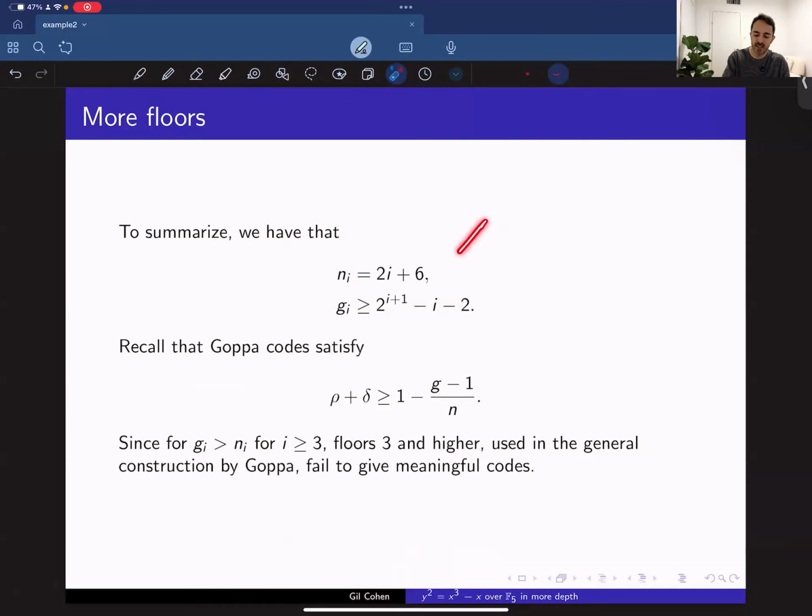But to summarize, we have that the number of points goes like that, and the genus goes like that. And that's terrible, right? Because the genus increases exponentially in i, and the number of rational points increases only linearly. And if you remember, we know that the rate plus distance is 1 minus essentially g over n. So you want g over n to be small, but it's not. It's maybe in floor 3 or 4 already larger than 1.